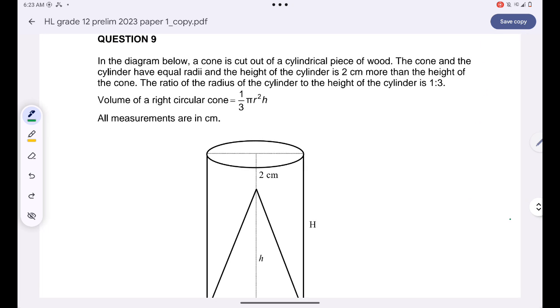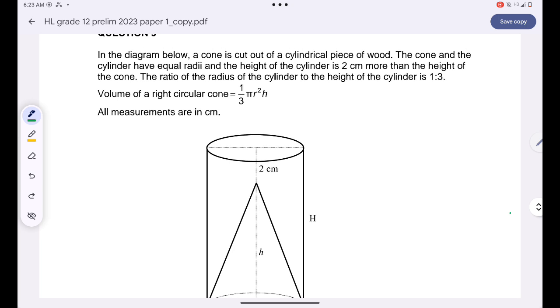Okay, in the diagram below, a cone is cut out of a cylindrical piece of wood. The cone and the cylinder have equal radii, and the height of the cylinder is 2 centimeters more than the height of the cone. The ratio of the radius of the cylinder to the height of the cylinder is just 1:3. The volume of a right circular cone is 1/3 pi r squared h. All measurements are in centimeters.